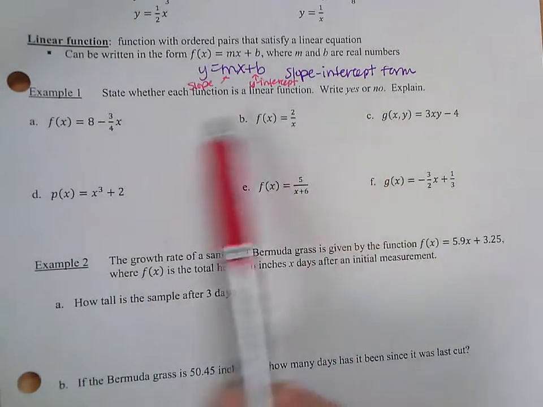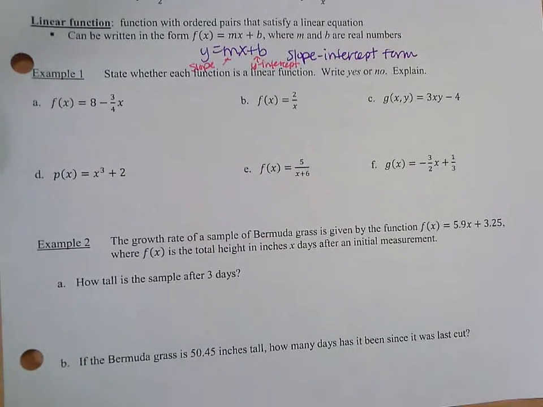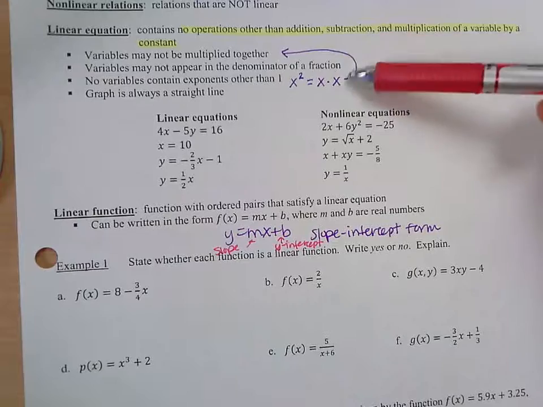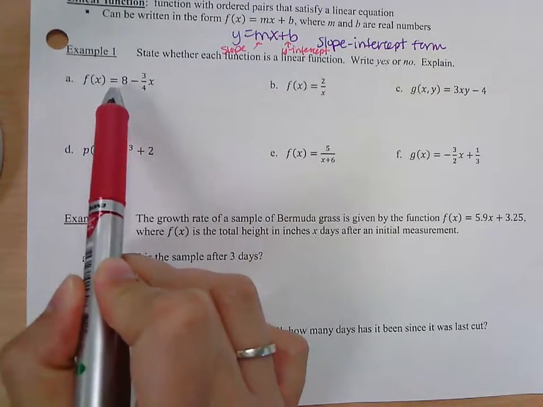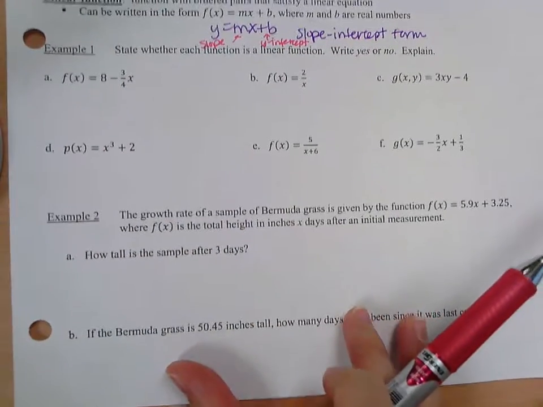So under example 1 for these 6, we're just stating if it is a linear function, yes or no, and then explaining. Explanation would be, well, I'll go through this, but if you're saying yes, it's because you could write it in this form, so you can identify a slope and a y-intercept. And then no could be any of these reasons above, that it contains something that a linear function or equation should not contain. So if we look at A, we have f of x equals 8 minus 3/4 x.